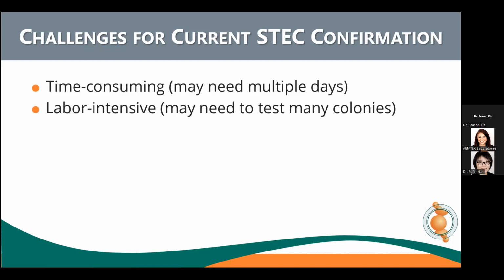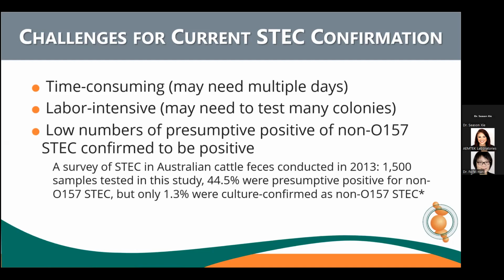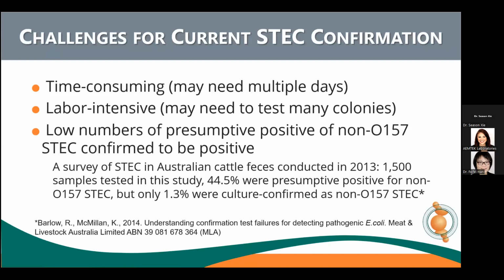Because of the lengthy process involved, this method is also labor-intensive. Also, multiple colonies normally need to be picked and confirmed. The real issue, however, is the low confirmation rate for non-O157 STEC presumptive positive samples.